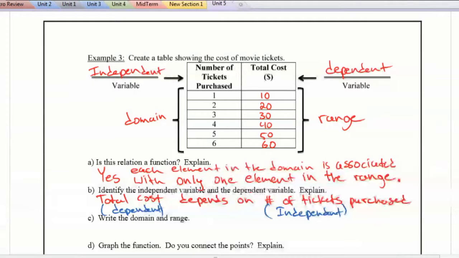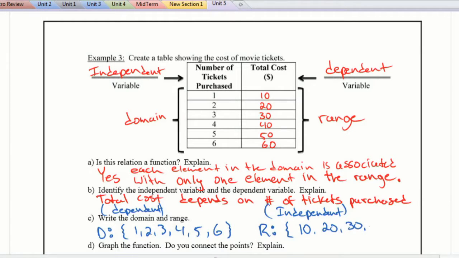The next part asks me to identify the domain and then the range. And remember, the domain is just all of the numbers in the first set, and then the range is going to be all the numbers in the second set. So these are discrete points. The domain is going to be 1, 2, 3, 4, 5, and 6. My range is going to be all my second set, so 10, 20, 30, 40, 50, and 60.